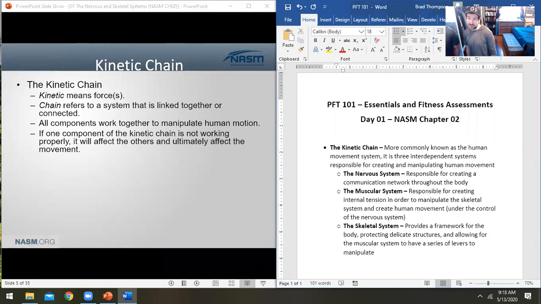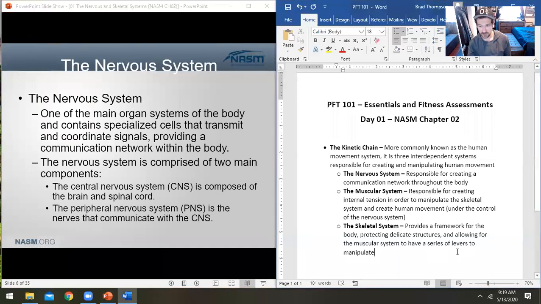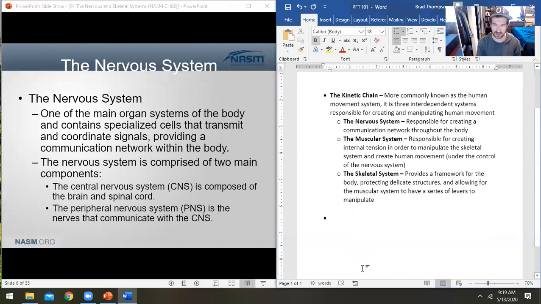But it wouldn't be able to move anything if it didn't have a lever to actually move, right? If it didn't have anything to grab onto and pull, it wouldn't be able to move. It would just be kind of this squishy sack of quivering muscle. So instead we have our skeletal system, which allows us to have this big framework, and that is what is moved by our muscular system, which is again, in a full circle here, under the control of our nervous system. So the first one we're going to look at today is the nervous system.